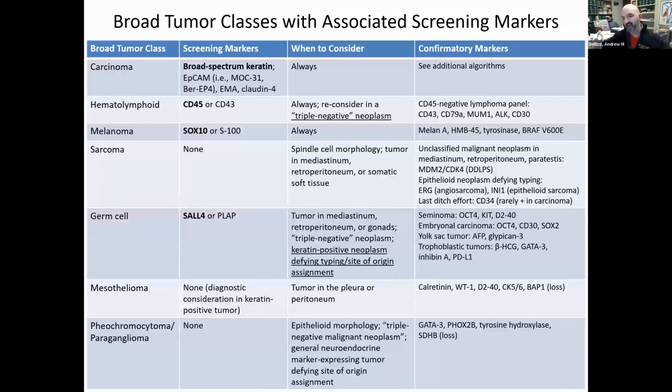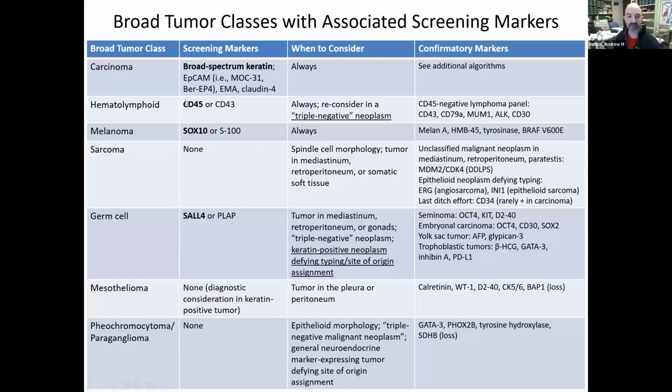I call these wall hangers. These are work aids. These are tools that I've constructed to help me do my tumor of uncertain lineage work. And this is a table that lists these broad tumor classes: carcinoma, sarcoma, lymphoma, melanoma, mesothelioma, germ cell tumor, paraganglioma, and then screening markers to use, when to consider these diagnoses in terms of morphology or site of anatomic presentation, or results of an initial screening panel, and then additional confirmatory markers.